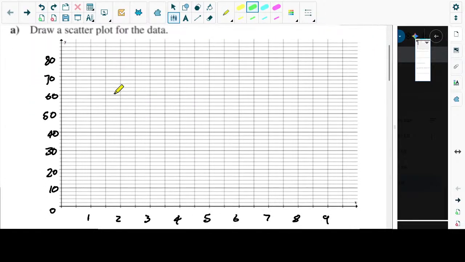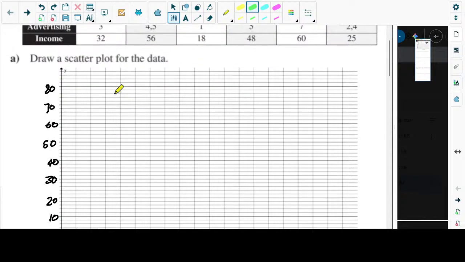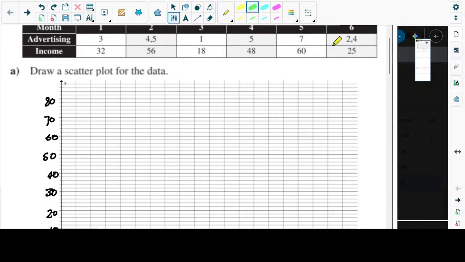Okay, so we're going to be drawing a scatter plot. On a scatter plot, we're going to be comparing the values that go together. We're going to check for X first. What is the first value that you have for X? The first value is 3. So you go to 3, and then it goes with what? 3 goes with 32.